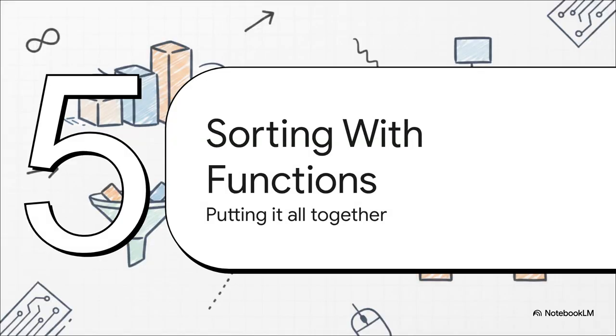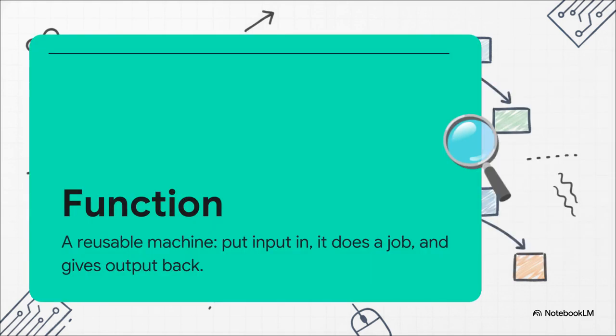Which brings us to part 5, sorting with Python functions, putting it all together. We are finally ready for the grand finale, writing our automated sorting machine. To keep our code perfectly clean and organized, we package our logic into what is called a function. Think of a function as a reusable machine. You write the code once, give it an input, it does its job, and it hands you an output. By making our find largest logic into a function, we never have to rewrite those same searching steps over and over again. We literally just call the function whenever we need it.